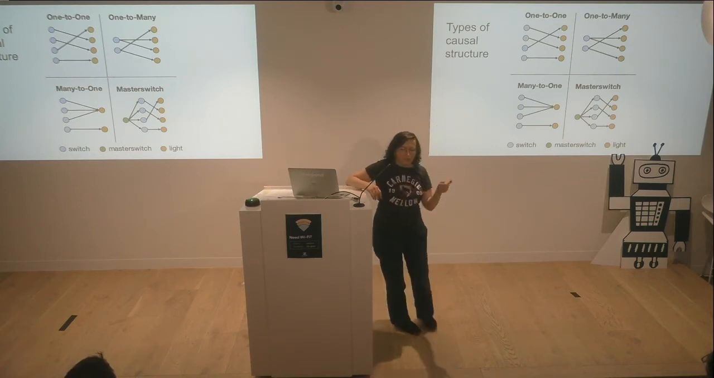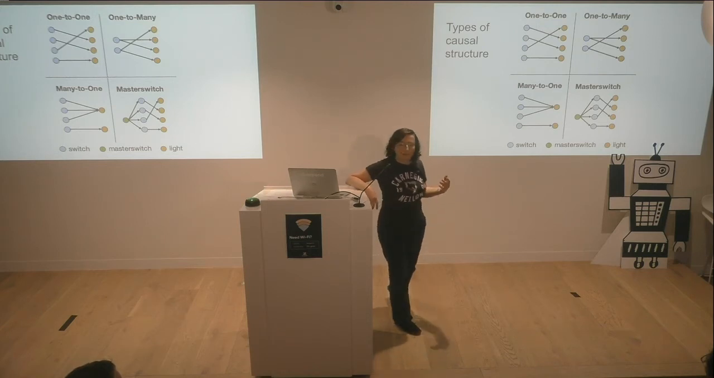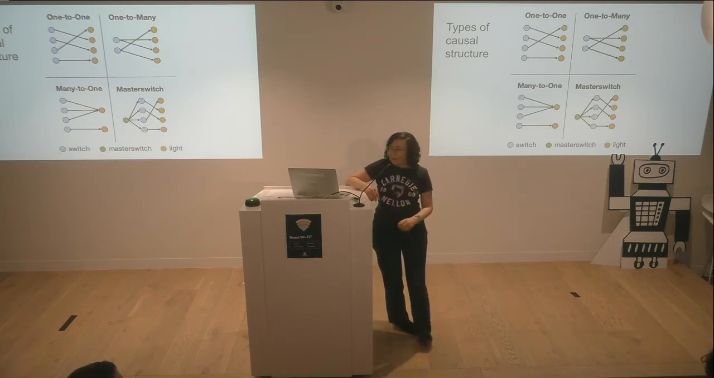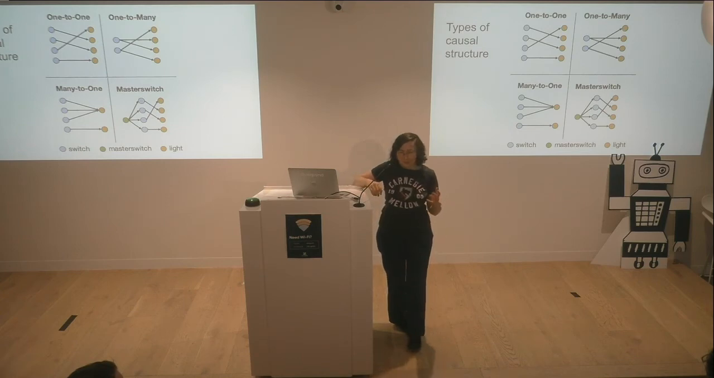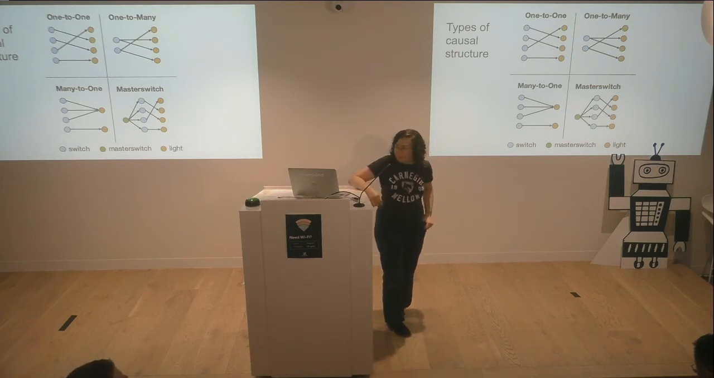One-to-one, where each action has one effect. One-to-many, where one action can have multiple effects, but you don't have multiple actions influencing the same effects like you do in many-to-one. And then the last case is master switch, where you have a hierarchical structure. There's one switch where once it's flipped, all of the other switches can work, but before it's flipped, none of them will work. So it's a pretty restricted set of causal structures.